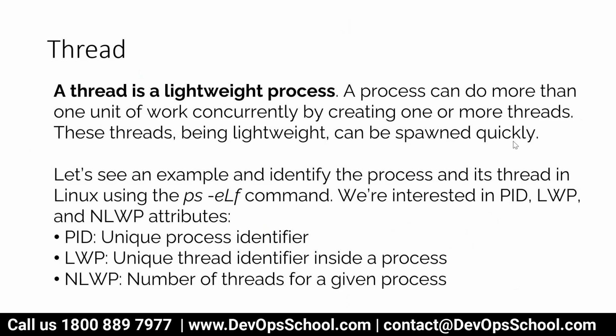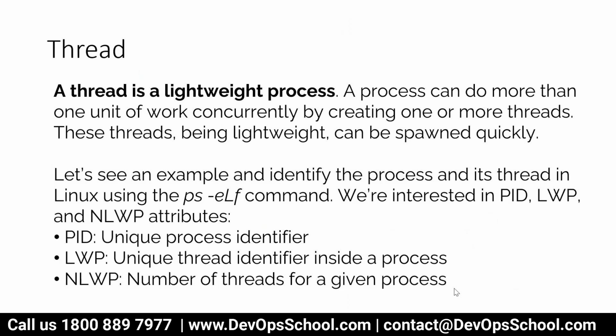So one thread gets a CPU, and each process has a thread, so they can be spawned quickly. If you want to see how it works, you can look at PID, LWP and NLWP. PID is a unique process identifier, LWP is a unique thread identifier inside a process, and NLWP is the number of threads for a given process.